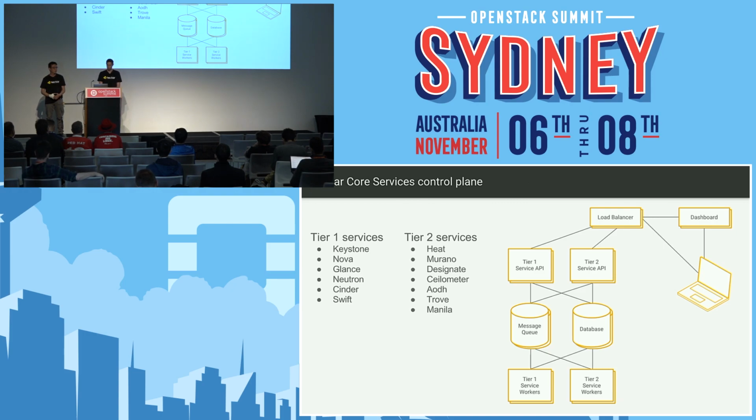You can see there in the diagram we've got the 2 tracks, the tier 1 and tier 2 service APIs. Down the bottom we've got the workers. Got the message queue and database in the middle. You can see we've got the little laptop diagram there, indicating the users. They generally connect through the dashboard, or they can connect straight to the load balancer if they're making CLI calls.